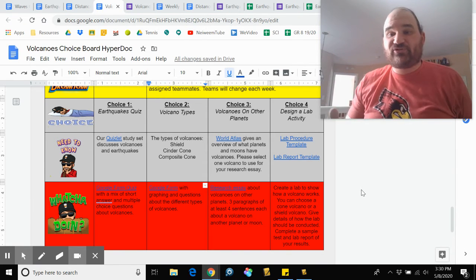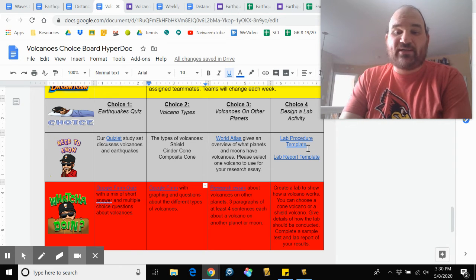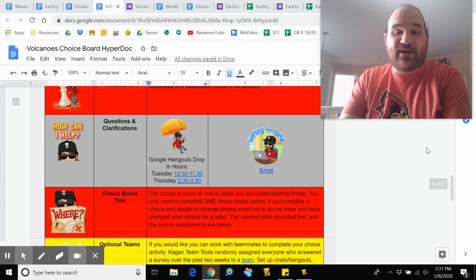If you don't like any of those choices, as always, choice 4 is a design-a-lab activity. You can go ahead and write out your lab procedure on this template here and do your lab report on this template below that. That is what you're looking at for this week's choice board. Again, if you have any questions, my drop-in hours are listed here and my email is linked right here.